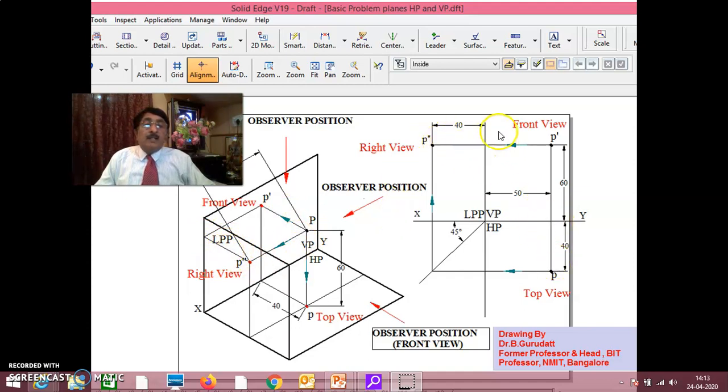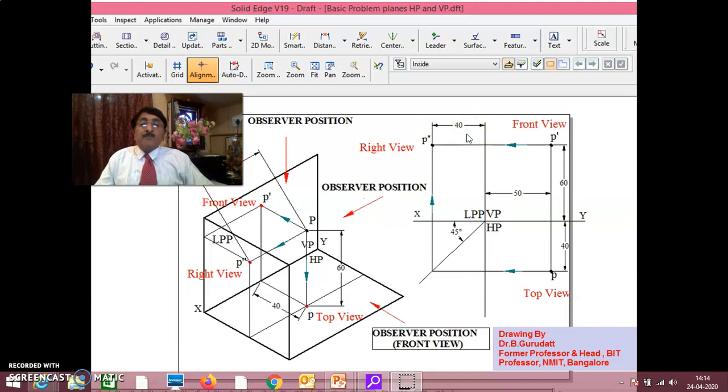This distance and this distance have to be the same throughout. Whatever the distance of P from the X1, Y1 line, this distance and this distance have to be the same. That is why I draw the 45-degree line, so that it becomes a square. Once this is 40, this is also 40. Automatically, this distance will be 40 only. In that way, I have introduced the concept of the left profile plane also.